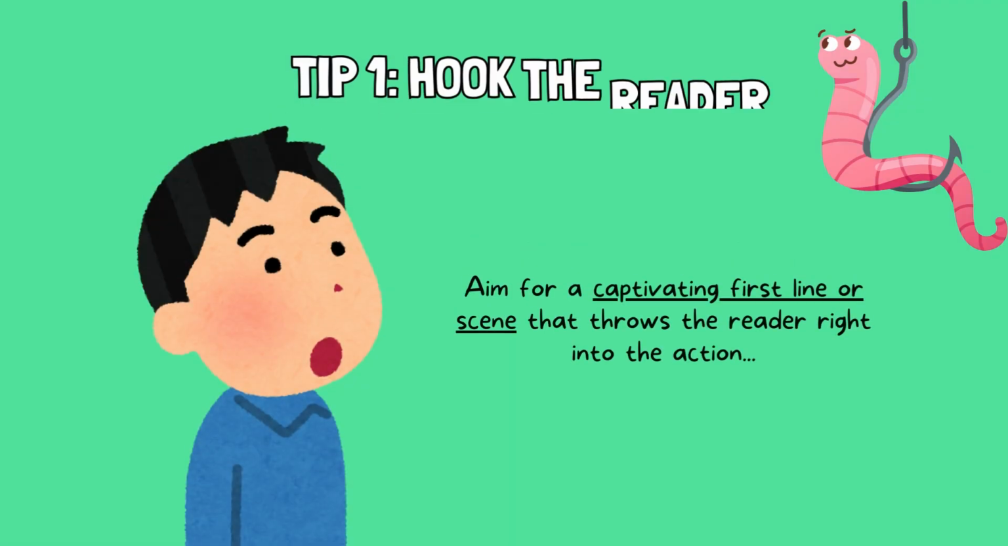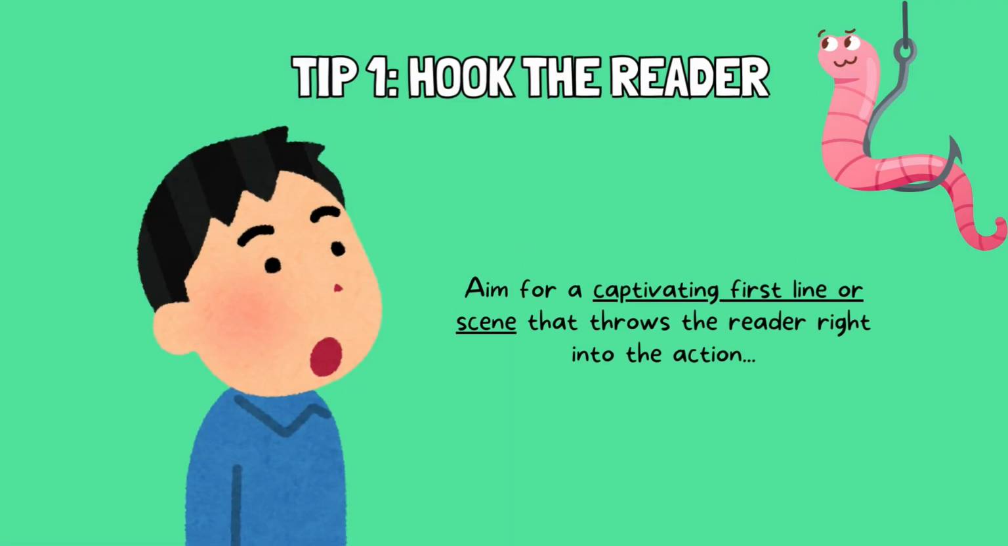Tip 1. Hook the reader. The prologue should grab the reader's attention from the very beginning. Aim for a captivating first line or scene that throws the reader right into the action, sparking curiosity and a desire to understand how things got to that point. This could be a dramatic event, a cryptic clue, or the introduction of a mysterious character.